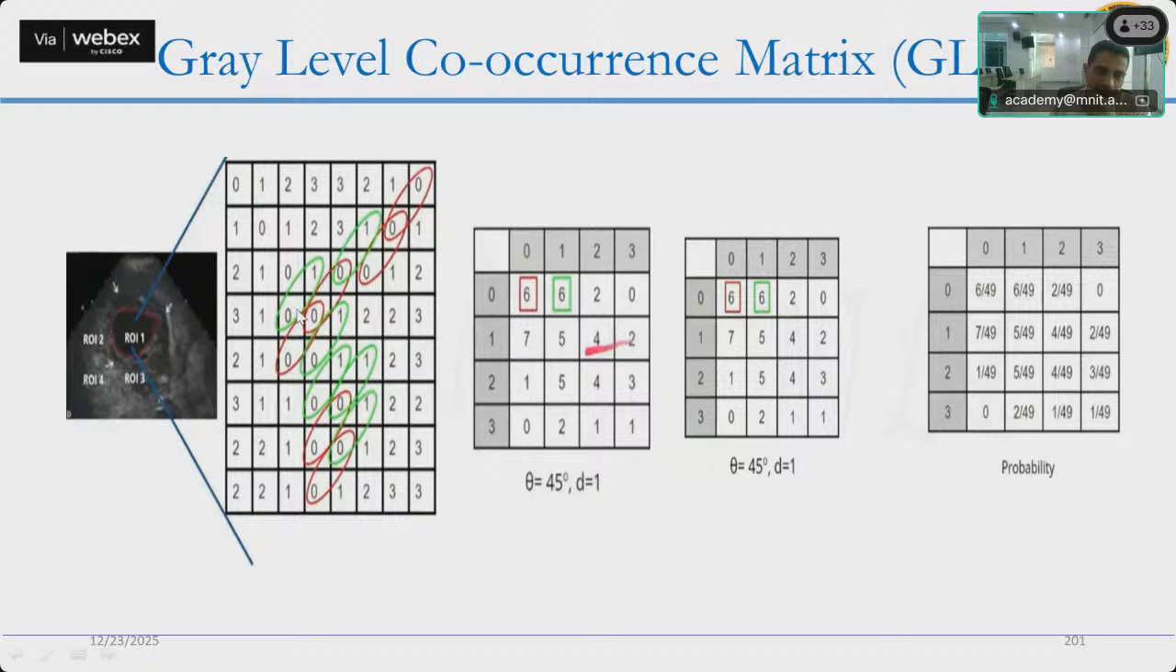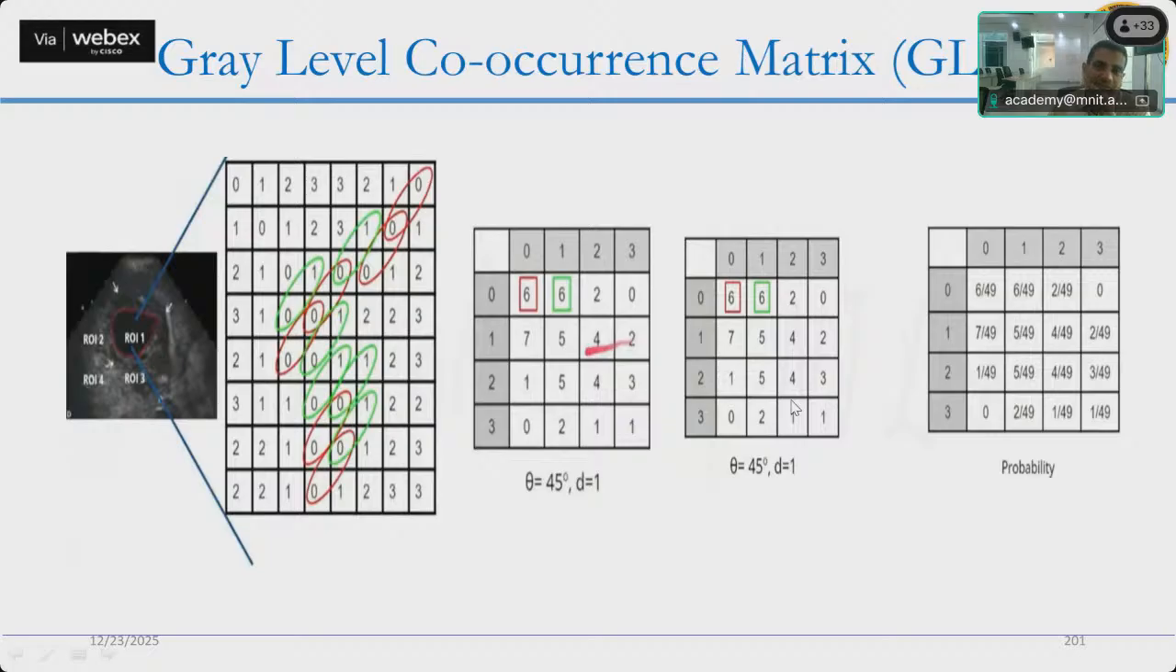For example, this pair is 0 to 1, and this is 0 to 0. So what has been checked there is, between 0 and 0 at 45 degrees, it is 1, 2, 3, 4, 5, 6. So this is the 6 pairs that we have calculated. So this is the gray level.